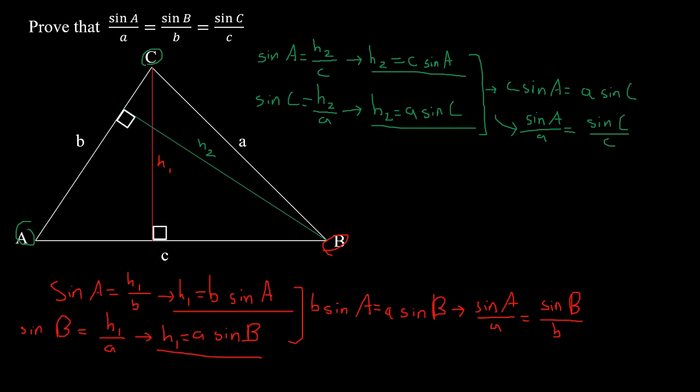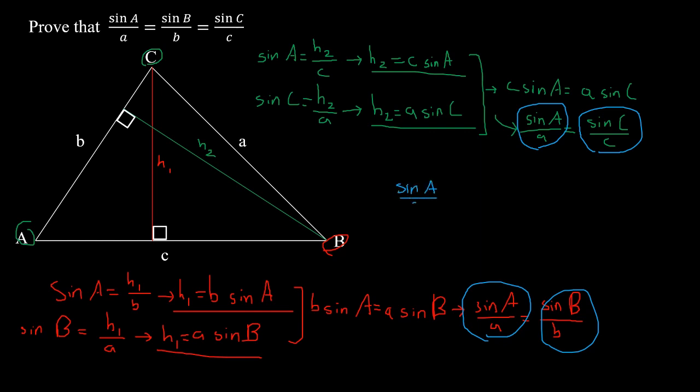And note that because sine B over little b is equal to sine A over little a, and sine C over little c is also equal to sine A over little a, we know that sine B over little b is going to be equal to sine C over little c. So they're actually all just equal to each other. So we know that sine A over little a is equal to sine B over little b, which equals sine C over little c.